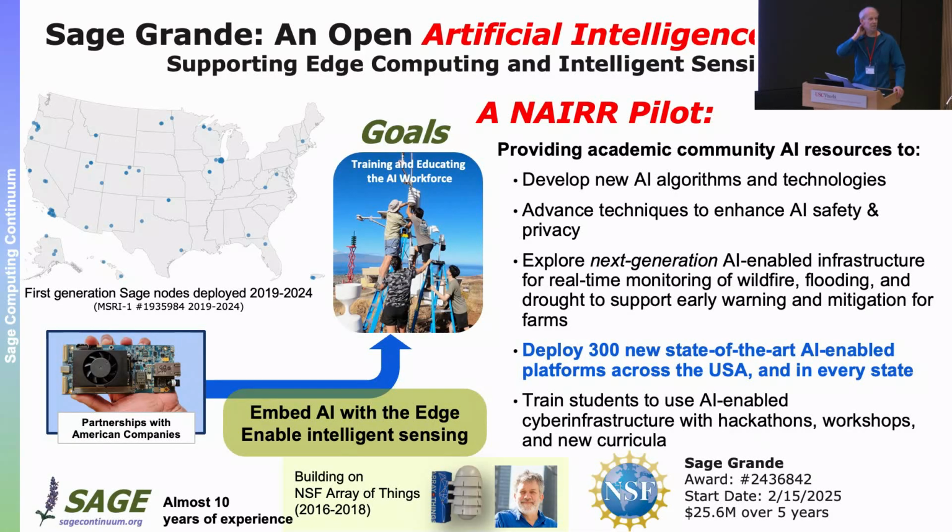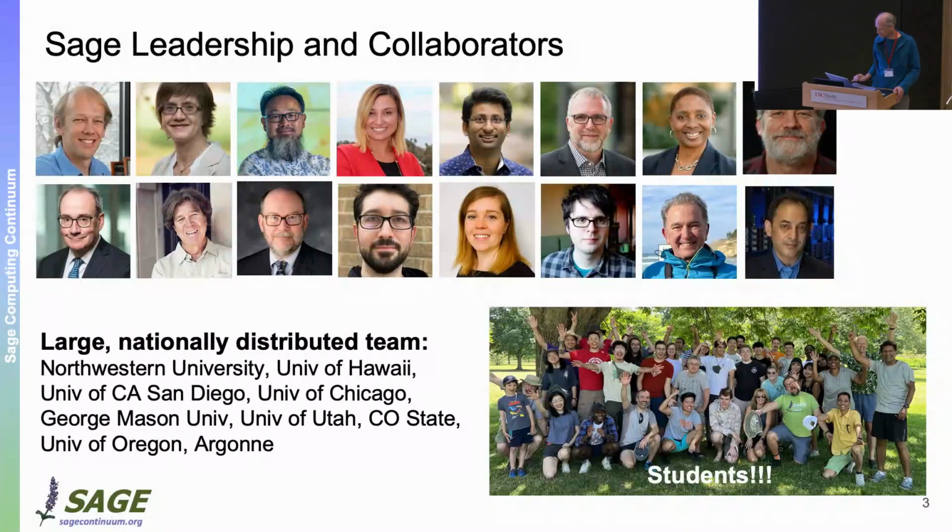So the SAGE Grande project is a version of this project to deploy 300 nodes around the country. The previous version of this project was MSRI, and that had deployed more than 100 nodes. Some of those nodes are still available. You could get online and look at those nodes. And the idea here is that we will embed AI, especially inference, out to the node, out to the edge, and let anyone who uses the system try to develop new AI and new data types and run stuff out at the edge. So the project is a large project distributed across the country.